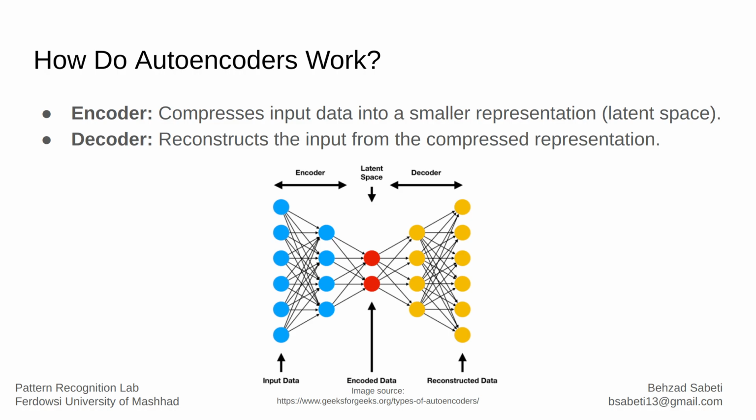So how do autoencoders work? They have two main parts, the encoder and the decoder. The encoder takes the input data and compresses it into a smaller representation called the latent space, which is here. Then the decoder takes the compressed version and reconstructs the original data. The goal is to make the output as close as possible to the input.